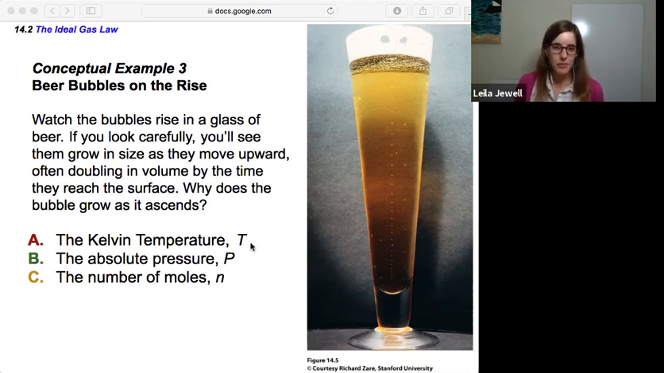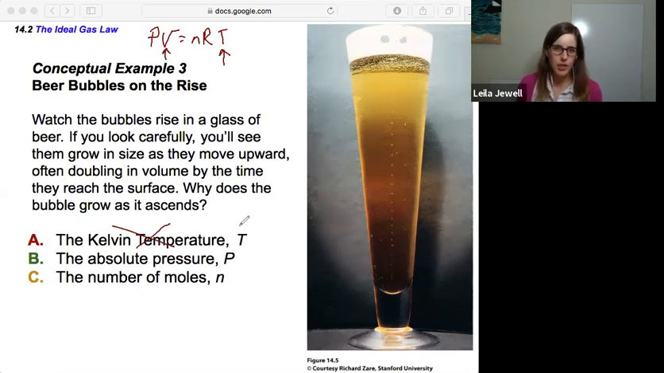Kelvin temperature. If we think of PV equals nRT, the ideal gas law, then for our volume to double, we'd have to have our Kelvin temperature double. It'd have to go from maybe 300 Kelvin to 600 Kelvin, at which point there's no beer left. So we're not going to get that with the Kelvin temperature.